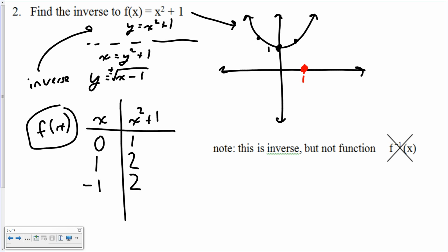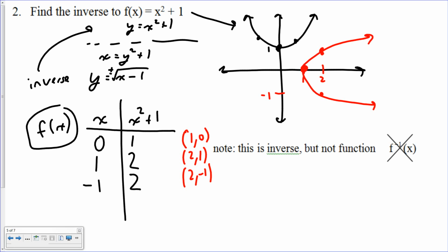My next point is, I'll just write them out here: (1, 0), (2, 1), (2, -1) when I switch them, switching the x and the y. So my next one is (2, 1), and (2, -1). Notice what's happening. I'm taking these 3 points and I'm now moving them over here when I switch them. And so this graph is going to look like this, a parabola opening up this way.